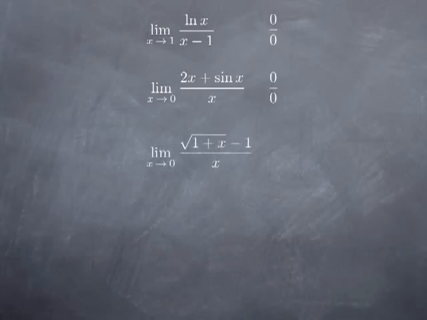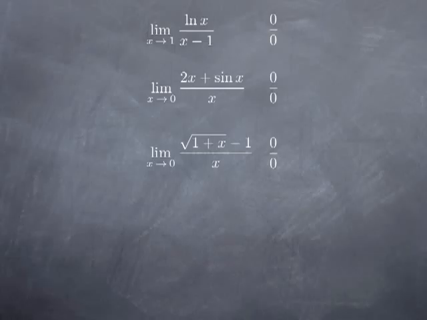Here is a case that you learned how to deal with in Calculus 1. When you plug x equals 0, you get root of 1, which is 1, minus 1, so 0 at the top, and 0 at the bottom. So again, undetermined form of the type 0 over 0. This one, you have seen how to deal with it. You can multiply top and bottom by the conjugate, in other words, root of 1 plus x plus 1.